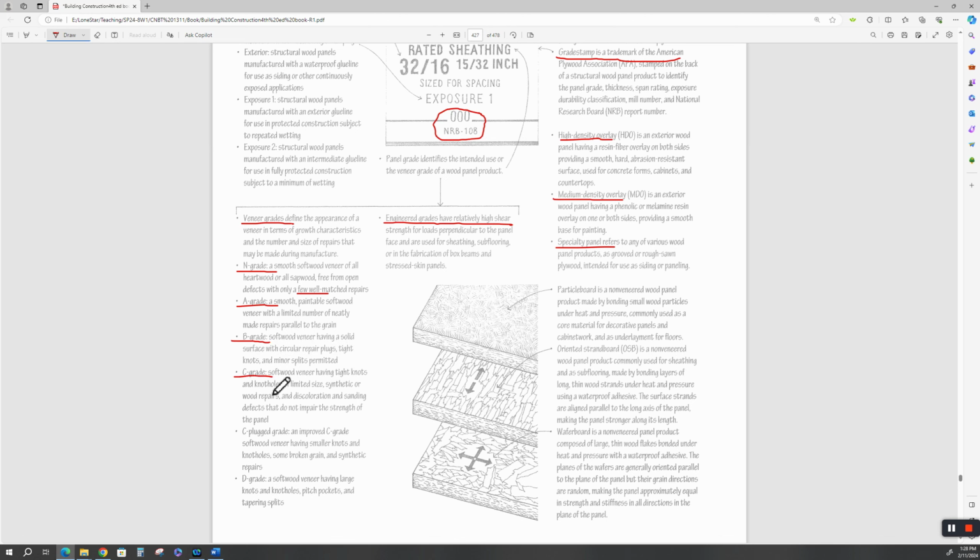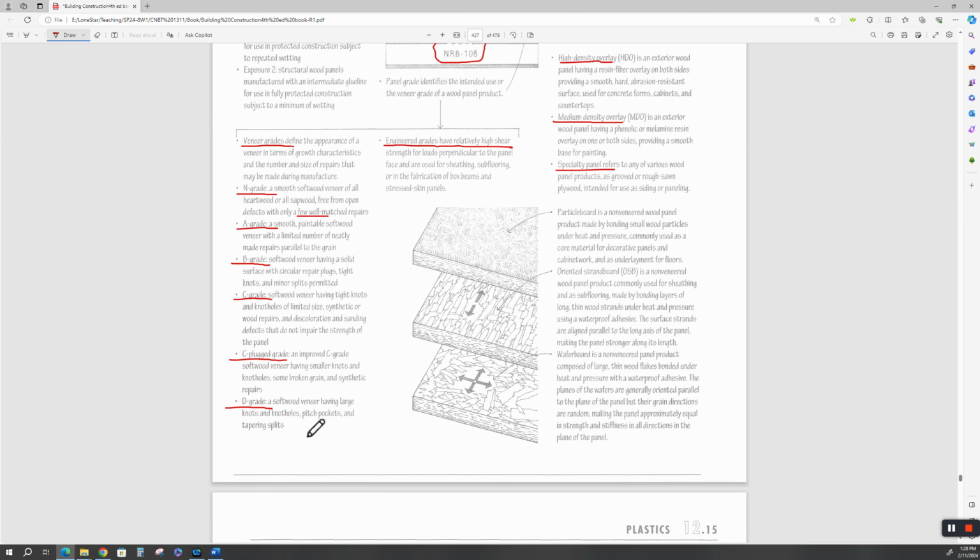We're going down the ladder now. C grade, softwood veneer having tight knots and knot holes of limited size, synthetic or wood repairs, and discoloration and sanding defects that do not impair the strength of the panel. C plug grade is an improved C grade of softwood veneer having smaller knots and knot holes, some broken grain, and synthetic repairs. And D grade is a softwood veneer having large knots and knot holes, pitch pockets, and tapering splits.